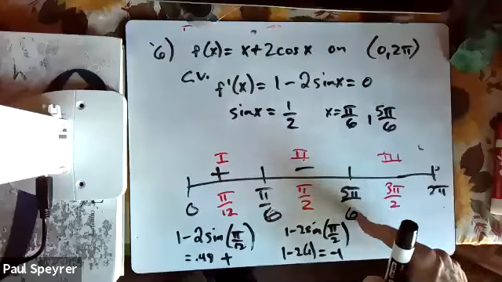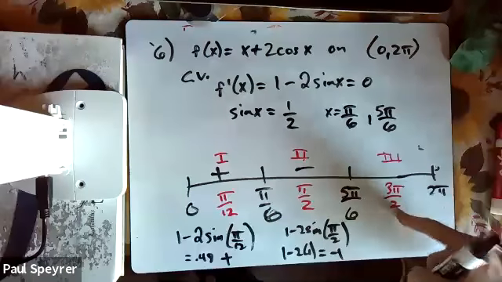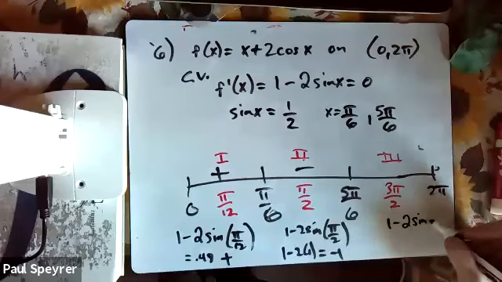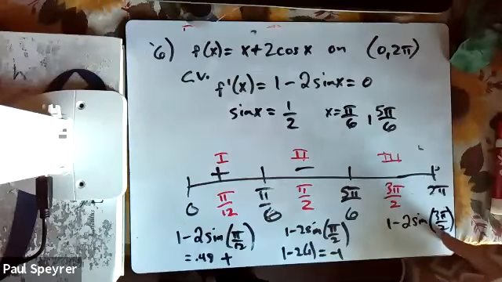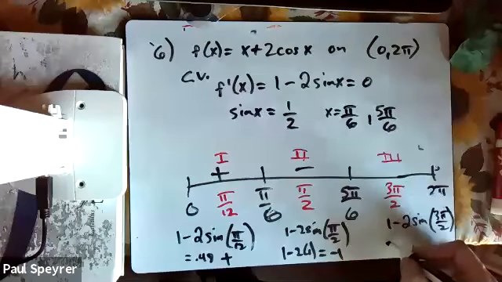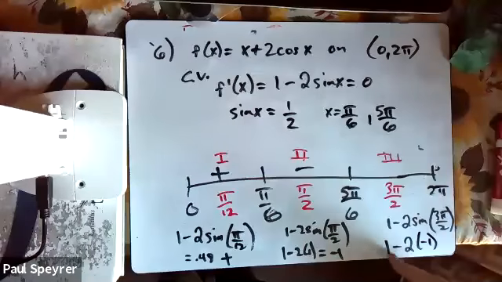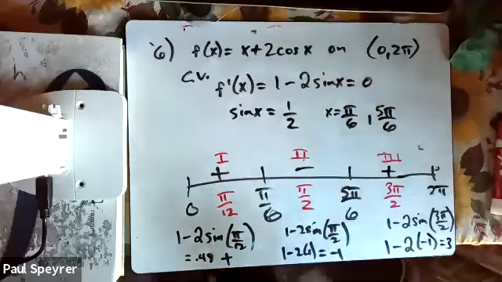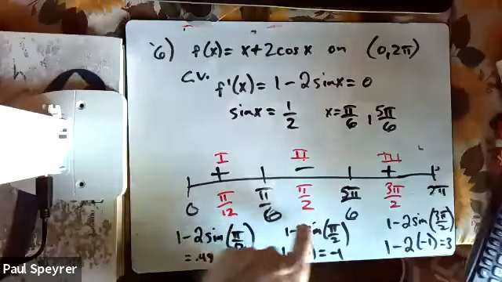What about between 5 pi over 6 and 2 pi? Well, we're going to test 3 pi over 2 because that's a nice value. That's 1 minus 2 sine of 3 pi over 2. What's sine of 3 pi over 2? That's negative 1. So you get 1 minus 2 times negative 1. Well, this is 1 plus 2, which is 3. That's positive right there.